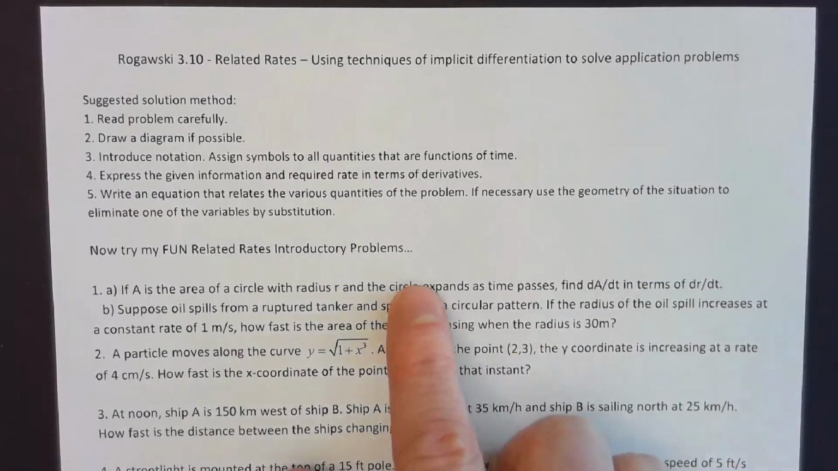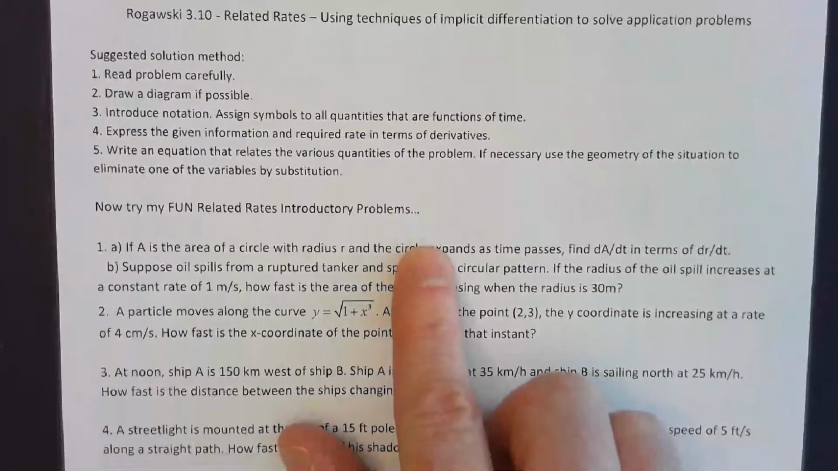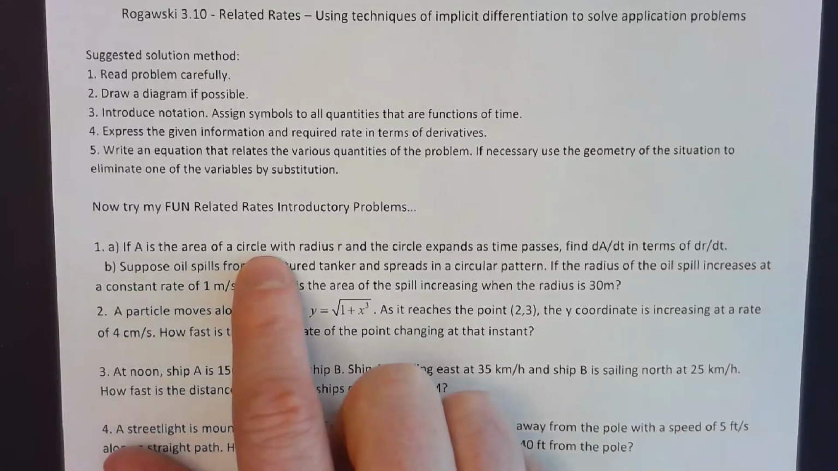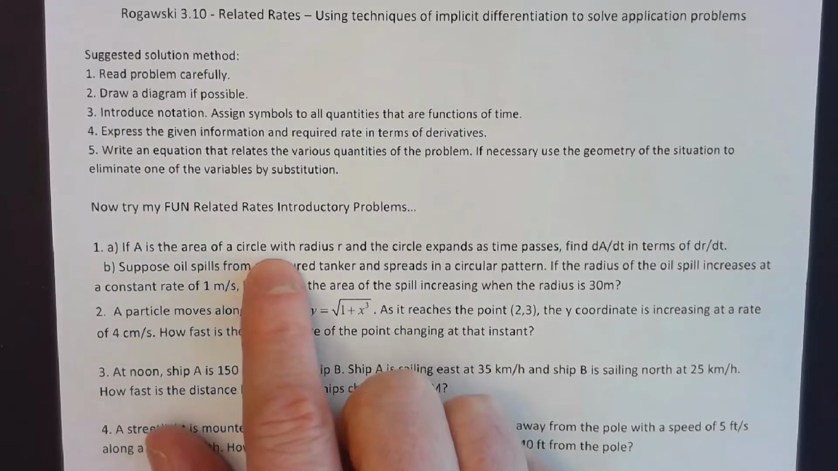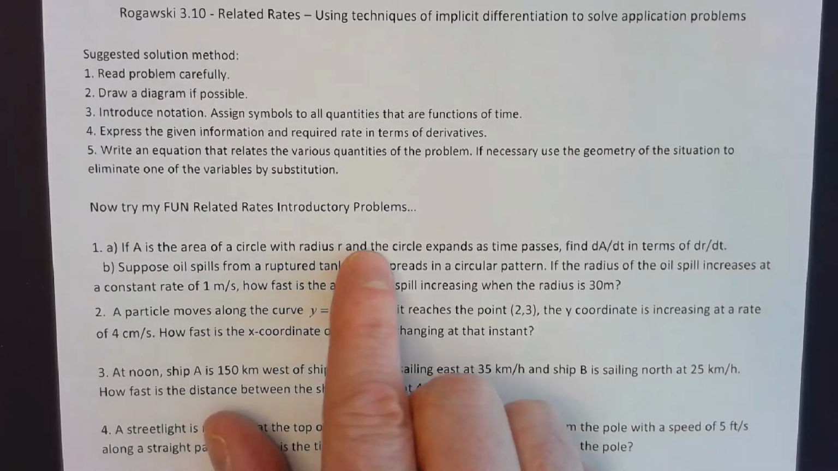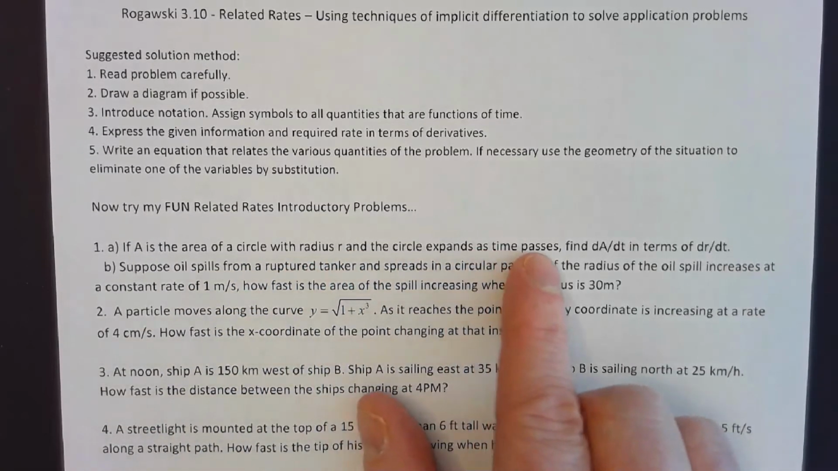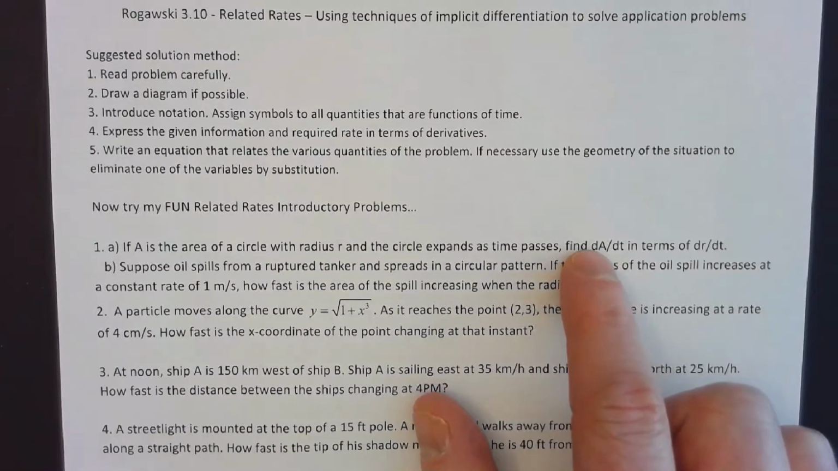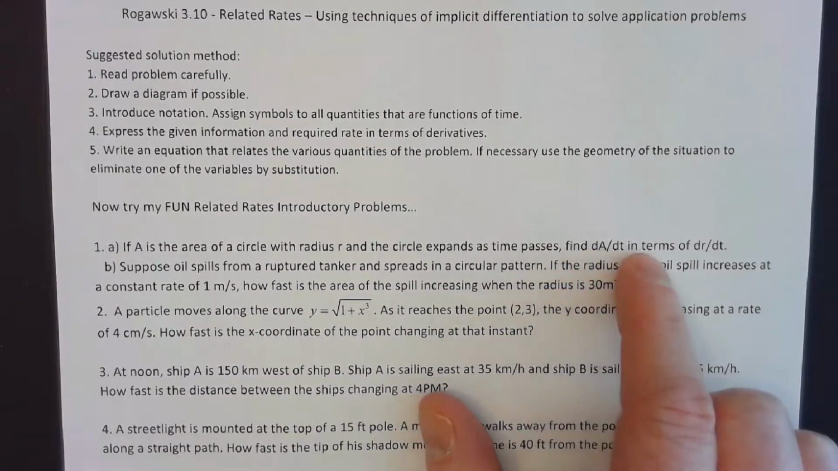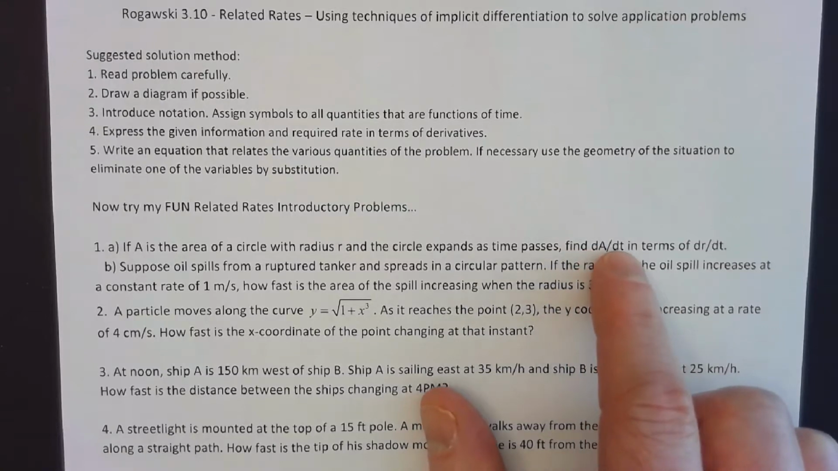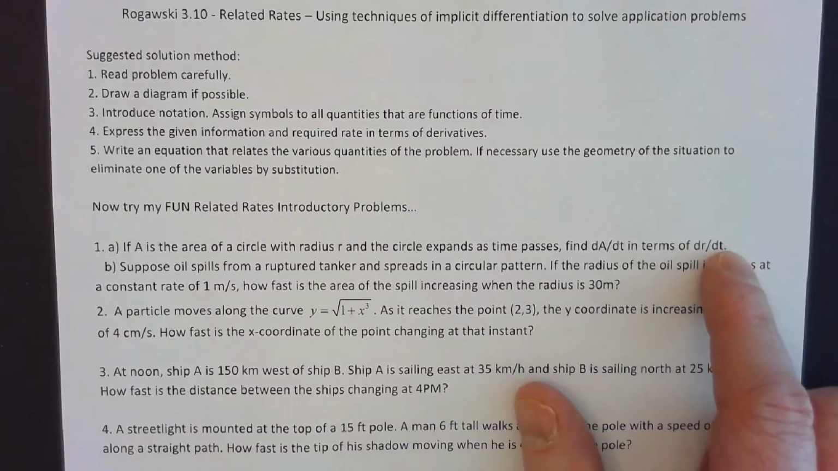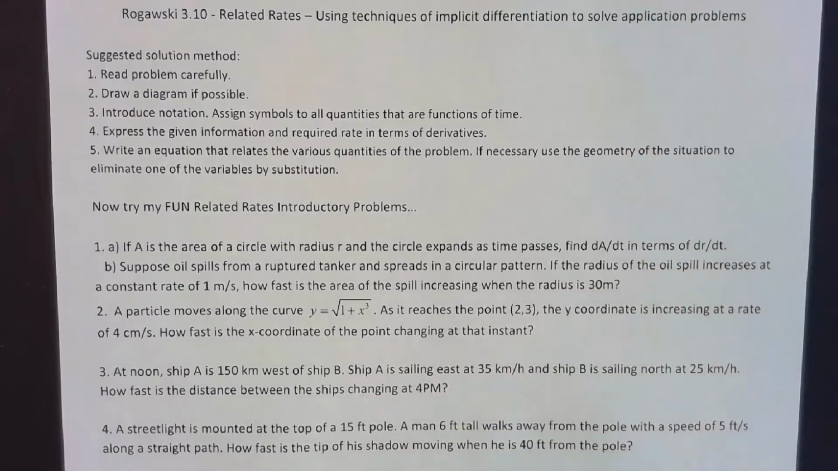These are done in order of difficulty, so this first one should be very straightforward. If A is the area of a circle, and we know the area of a circle is pi r squared with radius r, and the circle expands as time passes, I'm asking you to find dA/dt, the derivative of area with respect to time, in terms of the change of the radius with respect to time.